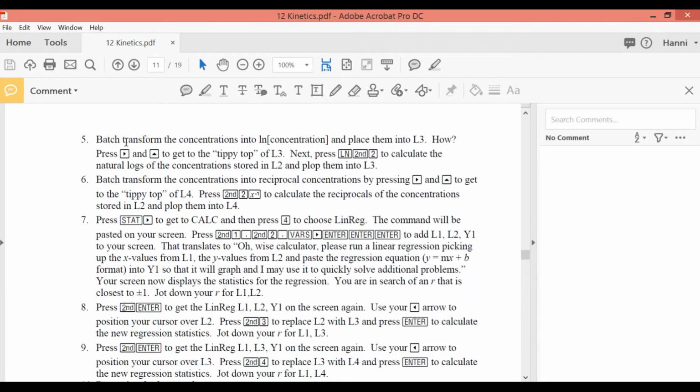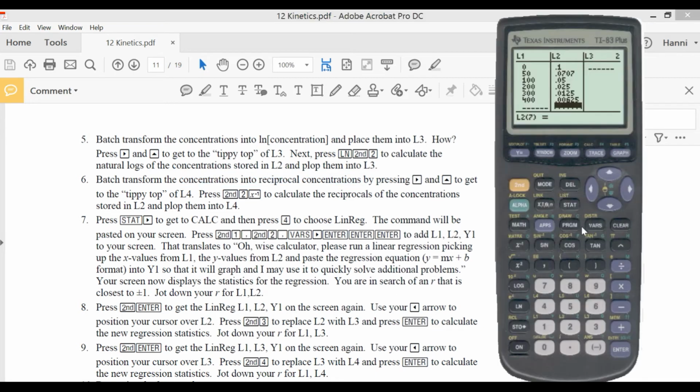Alright, it says now we have to batch transform the concentrations to the natural log of those concentrations and put them in the L3 column, and then also batch transform the reciprocal concentrations and put them in the L4 column. So let's go over how to do that. This is our X, this is our Y. Instead of calculating each new value for the natural log of 0.1, the natural log of 0.07, the natural log of 0.05, we can do it all at once together, like a batch.